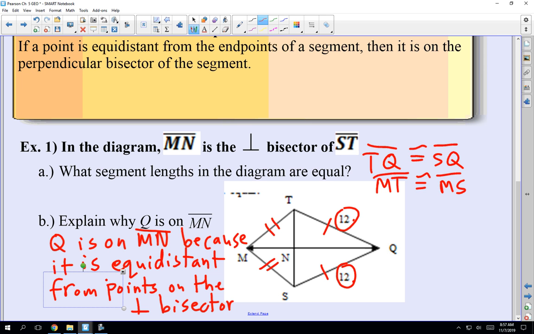That perpendicular bisector is TS. So it's equidistant from T and S. Therefore, Q must be on MN, which is a perpendicular bisector of TS. The perpendicular bisectors of each other, really, right? So we have two based on those distances. So that's it. I think it's a pretty intuitive sort of theorem.